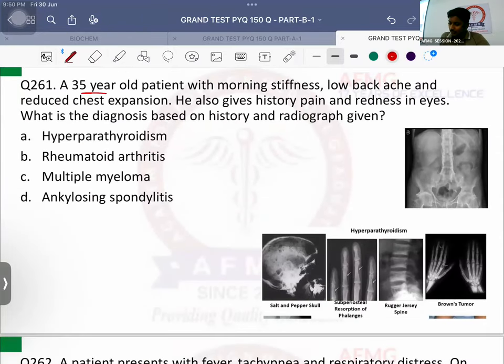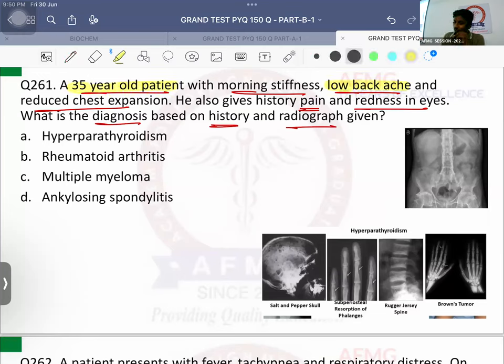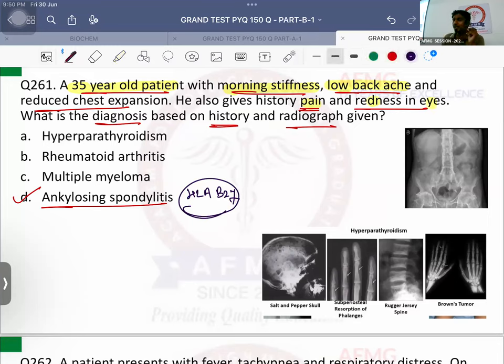261. A 35-year-old patient with morning stiffness, low backache and reduced chest expansion. He also gives a history of pain and redness in the eyes. What is the diagnosis based on history and the radiograph given? A young patient with low backache, morning stiffness and reduced chest expansion is a classical case of ankylosing spondylitis. It is an HLA related condition, and it is associated with pain and redness in the eye, suggestive of anterior uveitis.